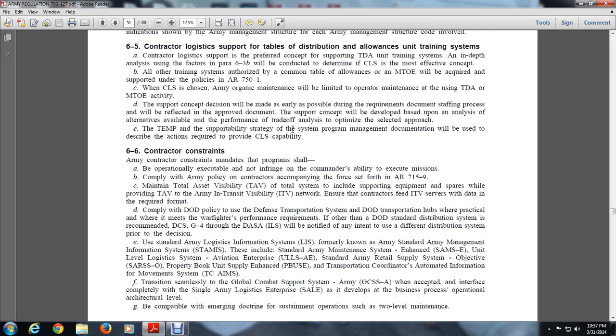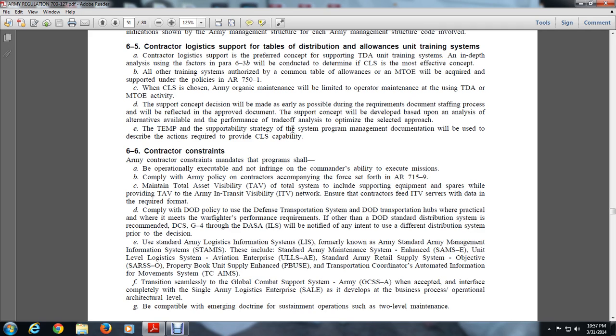Comply with the DoD Defense Transportation System. DoD transportation hub practices will be the means of meeting performance requirements. DoD transportation standards requirements are recommended by the DCS, G-4 through DSAA. Interlogistics will be notified of an intent for different distribution prior to the decision.